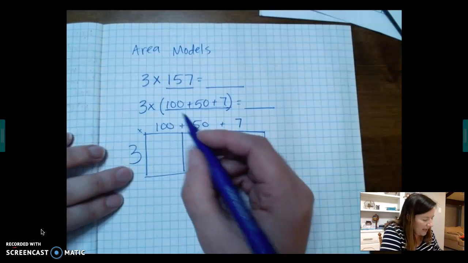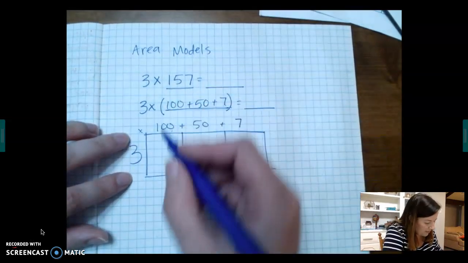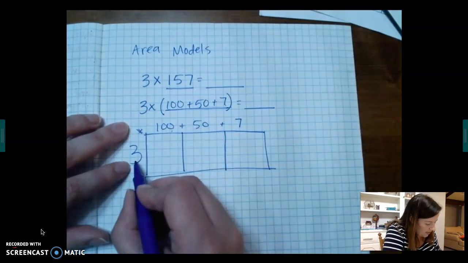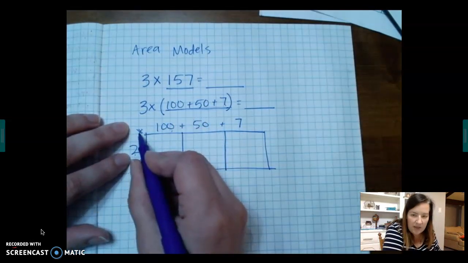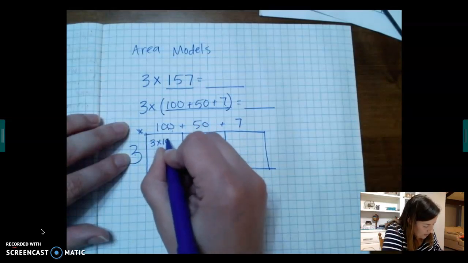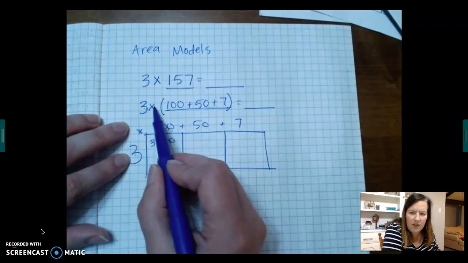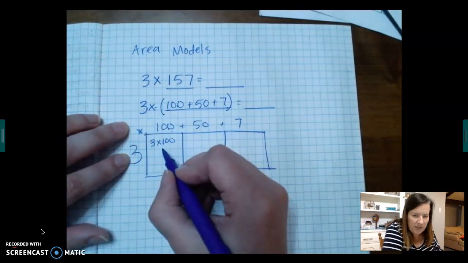So here I'm going to end up doing 3 different multiplication problems. If I'm going to start here, I'm going to say, okay, what's 3 times 100? So in this box, I'm going to go 3 times 100. This is kind of like the distributive property from yesterday. 3 times 100 goes here.